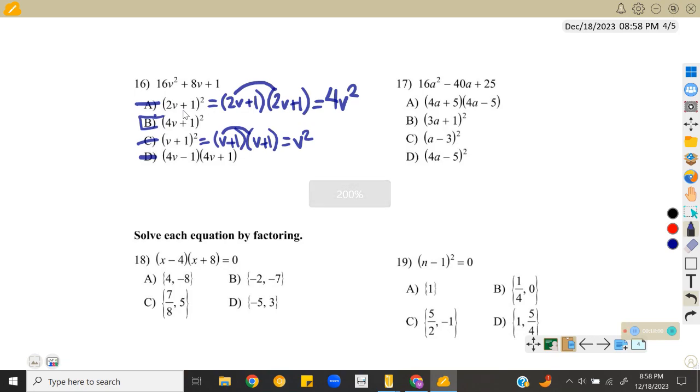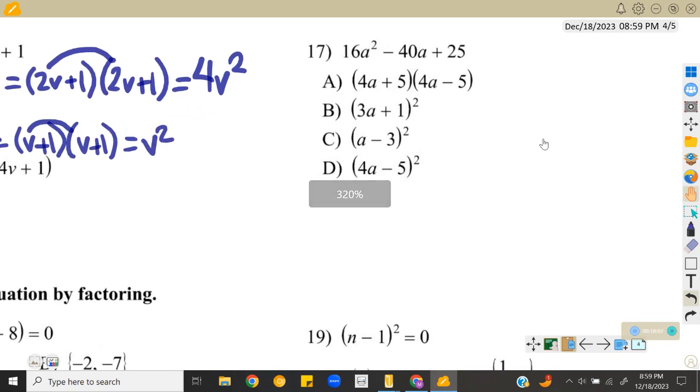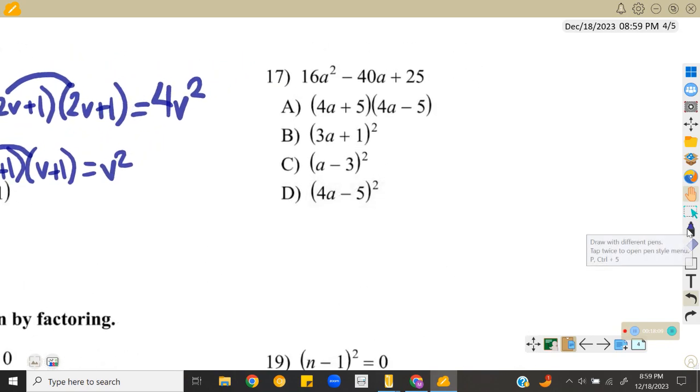Okay, so now that we're here, we can move on to 17 and kind of get out of the just factoring problems and move on to solving by factoring. We look at A, we have positive v times negative v. That makes negative 25, and we need to get a positive 25. So we know it can't be A.